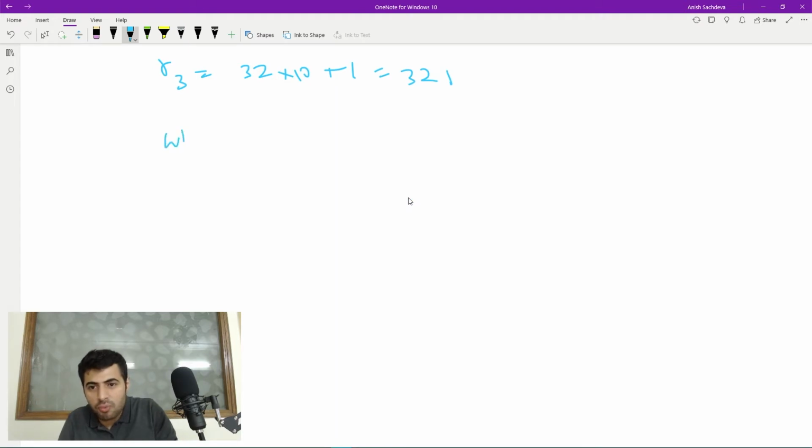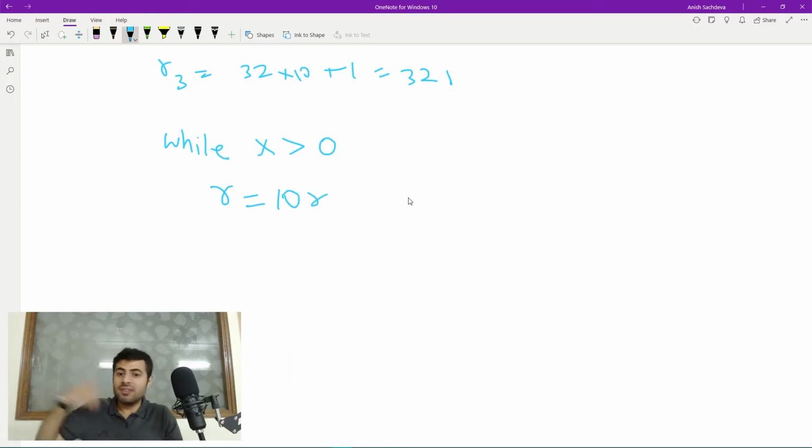So this will be our loop. We will have a while loop, and this loop will work for as long as x is greater than 0. So every time the value of result will be 10 times the previous value, whatever the result was, plus the last digit of x. What is the last digit of x? The last digit of x is x modulus 10.